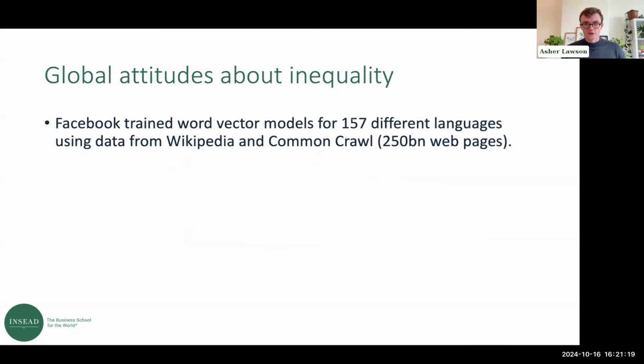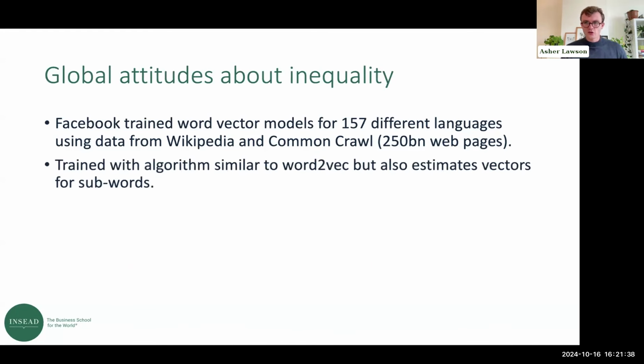The data that we use for this are word vector models. So without transformers, because we're going to look at individual words: word vector models for 157 different languages, trained by Facebook using data from Wikipedia as well as Common Crawl, which is a large archive of data from the internet, 250 billion web pages. It is trained with an algorithm very similar to Word2Vec. For all intents and purposes, just think back to that slide where we showed that moving window, where we learn the meaning of the word in the middle from what's around it.